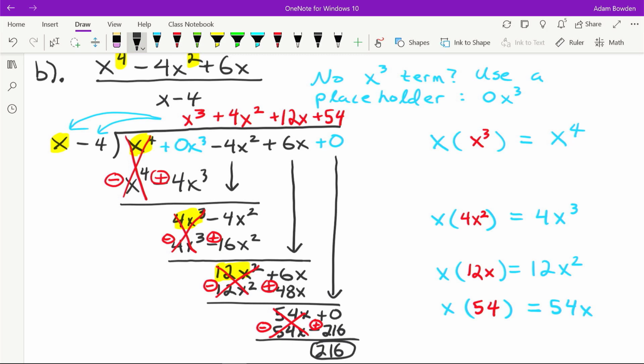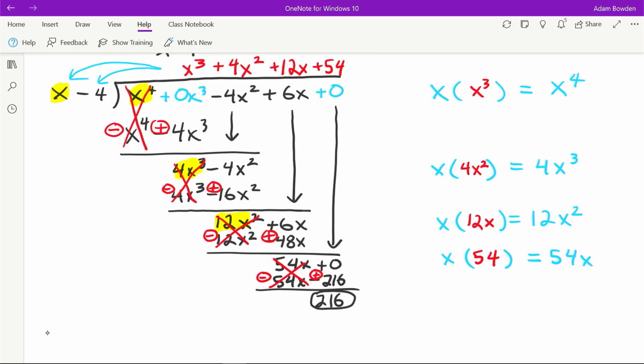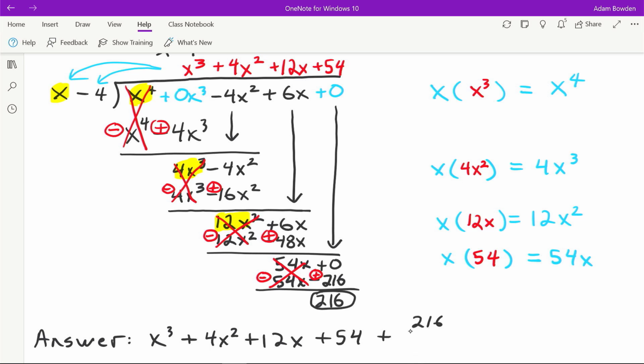That's our remainder. So what this means for us is how we're going to write our answer is x to the third plus 4x squared plus 12x plus 54, the quotient, plus the remainder 216 over the divisor x minus 4.